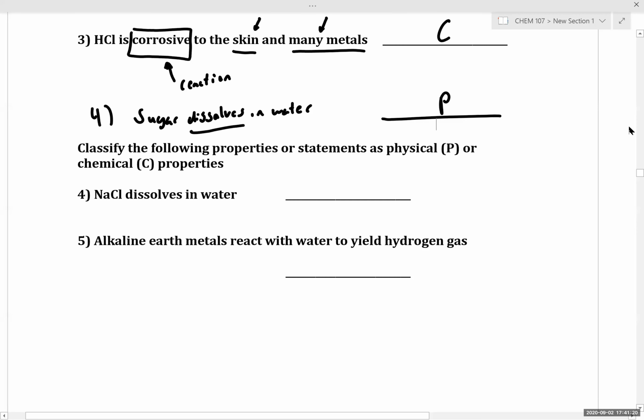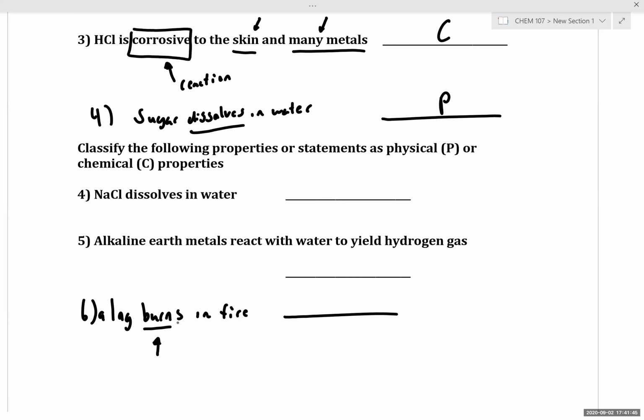I see in the chat we have a question, and we'll add this one to the list. A log burns in a fire. We'll talk about this one, but burns is a key sign of combustion. The log is undergoing a reaction with oxygen. So when a log reacts, that would be a chemical change or a chemical property. We'll give everyone about another minute on this example, and then we'll discuss these two.